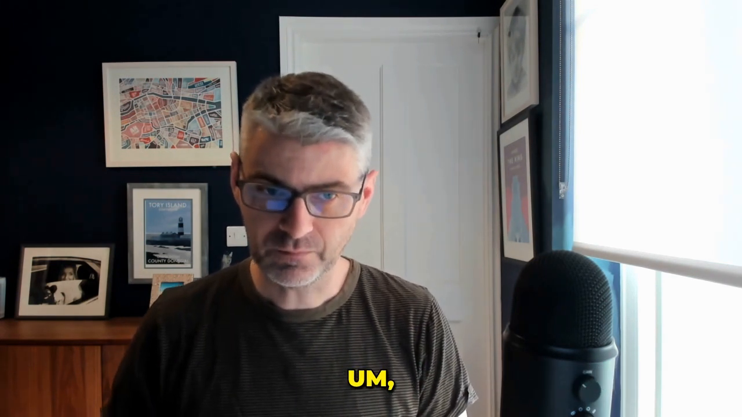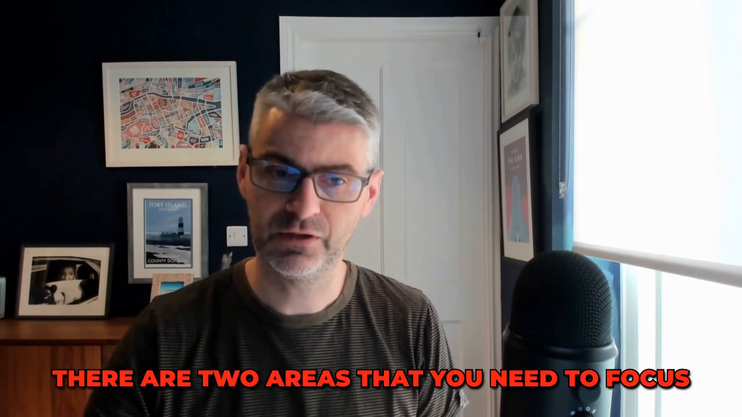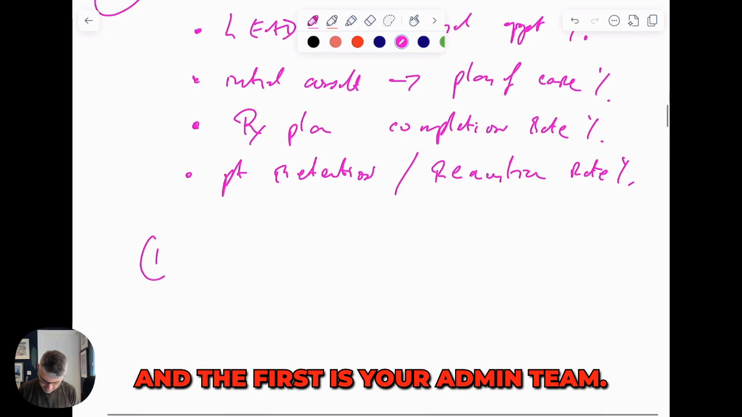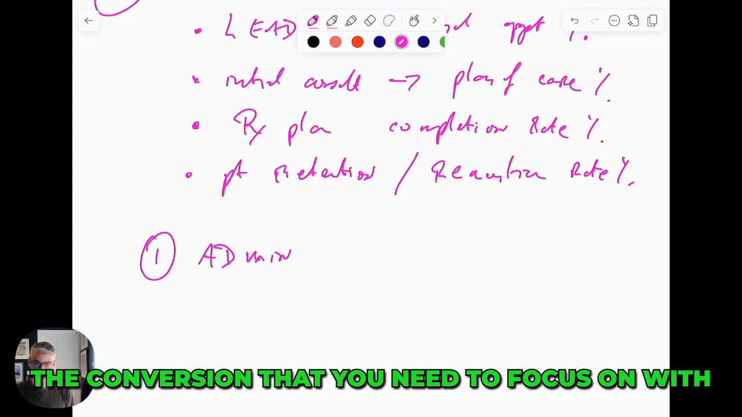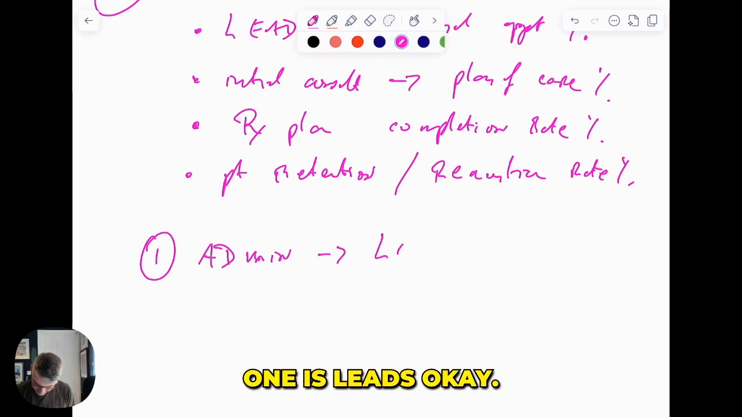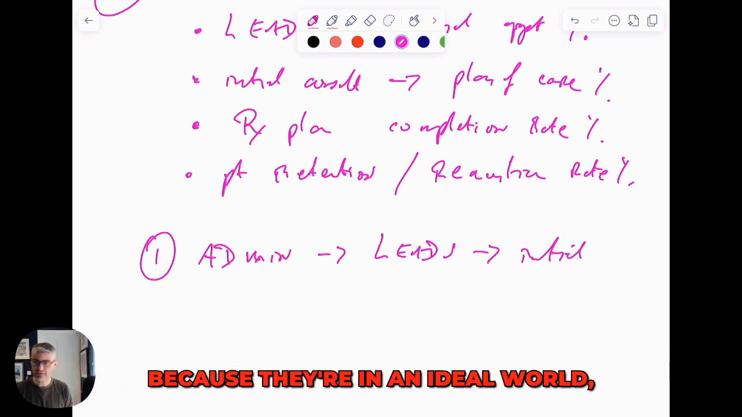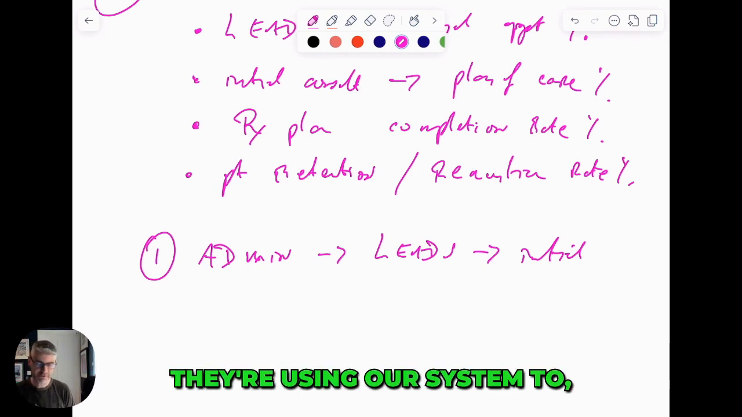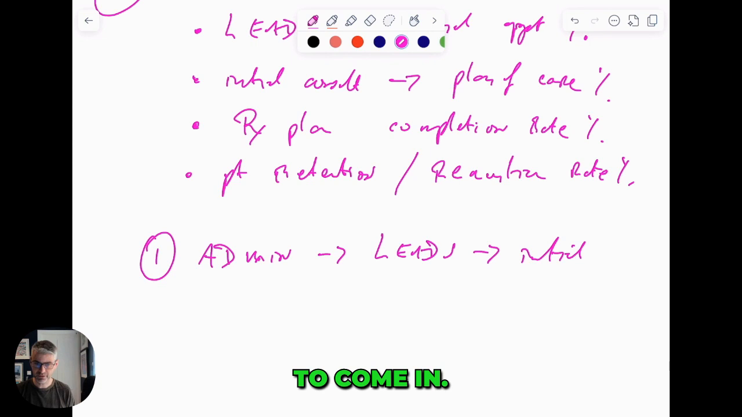Now, when you do this, there are 2 areas of your staff that you need to focus on. And the first is your admin team. So your admin team, the conversion that you need to focus on with them is in 2 places. One is leads to initial appointment. Obviously, because in an ideal world, they're the ones that are following up your leads. They're using our system to converse with the patient and encourage them to come in. And it's up to them.